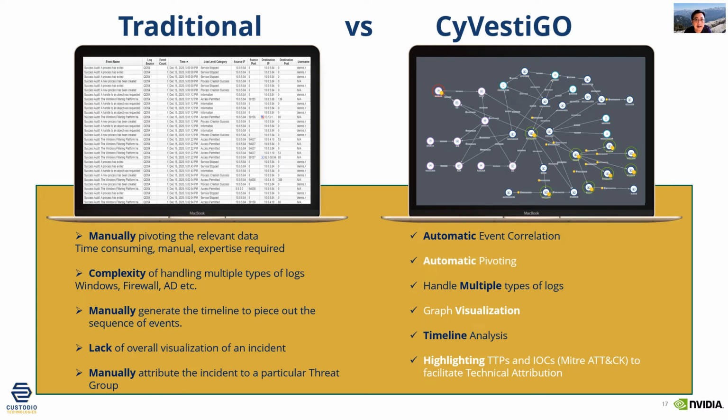Next, unlike traditional methods, CyVestiGO saves you the trouble of learning SIEM-specific query language and having to remember the field names in each log. What's more, CyVestiGO displays a graph which aligns different security events to a common timeline, providing the context to assess the scope and identify the root cause of the incidents.